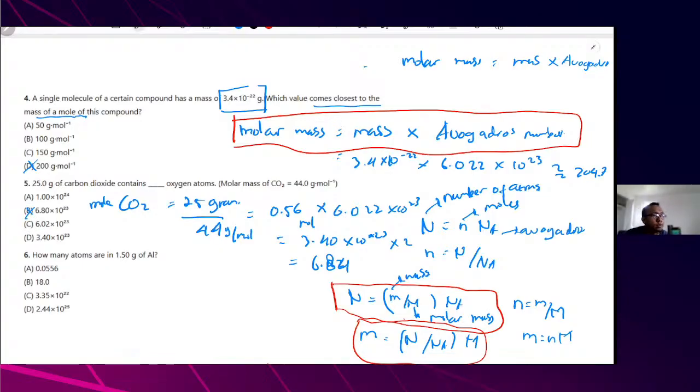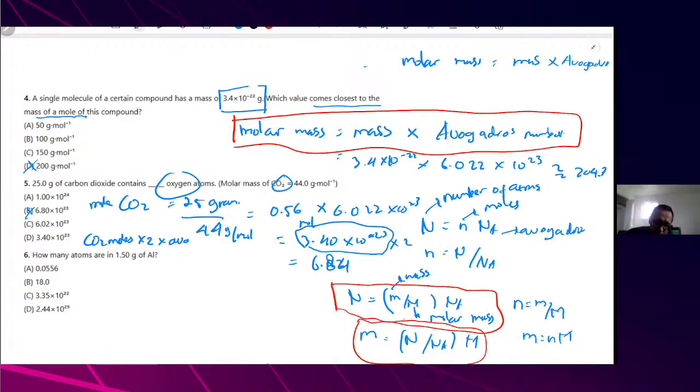Okay? So, yeah. We need to find out the moles first, and then we will end up with the molecules. So this one is moles of molecules. Because we have 2 oxygen, we have to times 2. So using the shortcut trick: CO2 moles times 2 times Avogadro's number. Because the oxygen here is 2, we have to times 2.